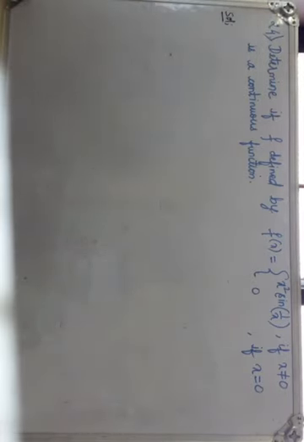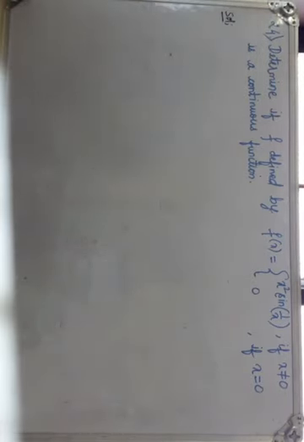So the given function is f of x is equal to x square sine 1 by x if x is not equal to 0, and it is 0 if x is equal to 0. So let us see the cases.